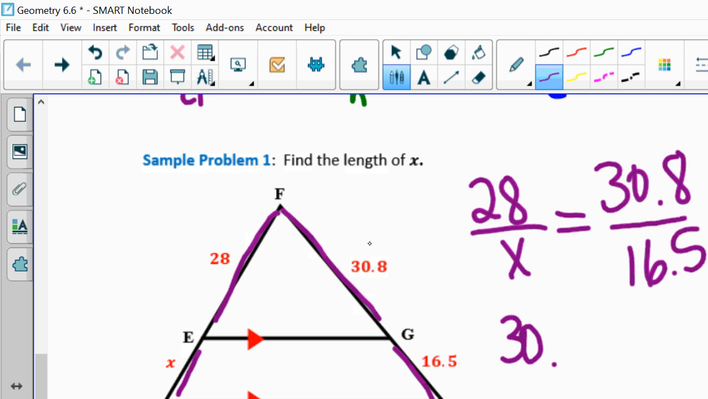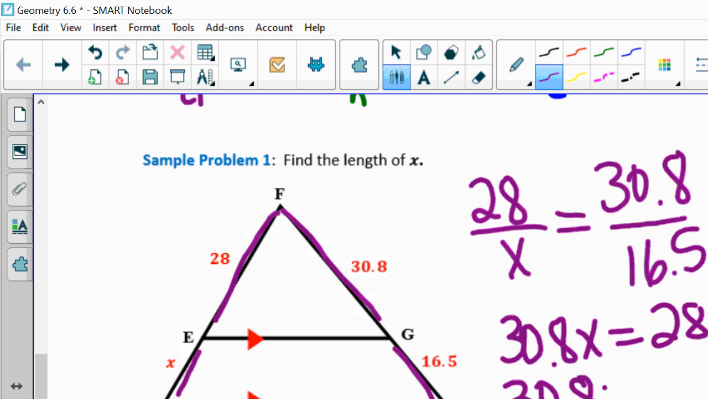So 30.8x equals 28 times 16.5. We're going to go ahead and multiply out 28 times 16.5 and get 462. Divide by 30.8 to get our x all by itself. So then I get x is equal to 15. That's all that they asked me to do was find x, so this x is 15.